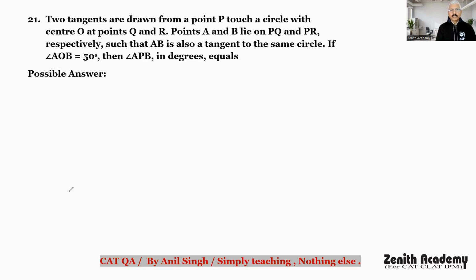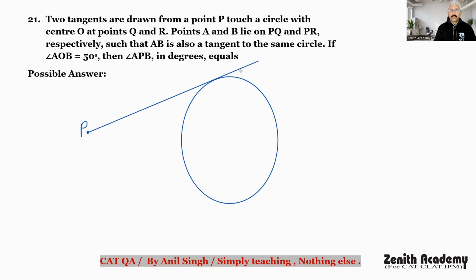Okay, first let us draw a figure. Suppose this is the figure. And here let us take a point P outside the circle. So two tangents are drawn from this point P. So this is one tangent and this is another tangent. And points Q and R.